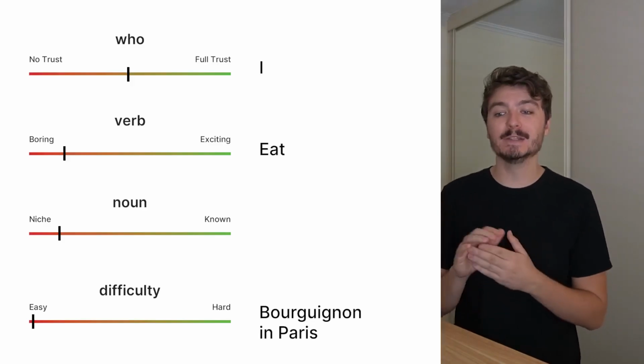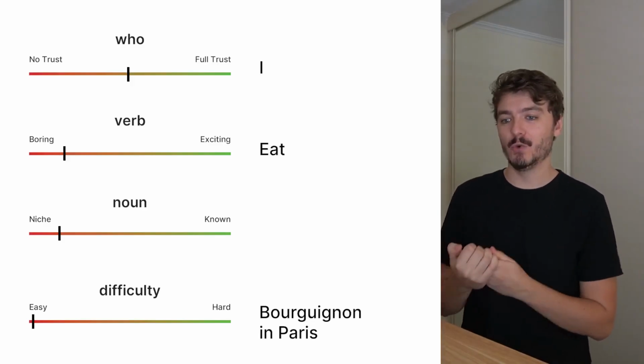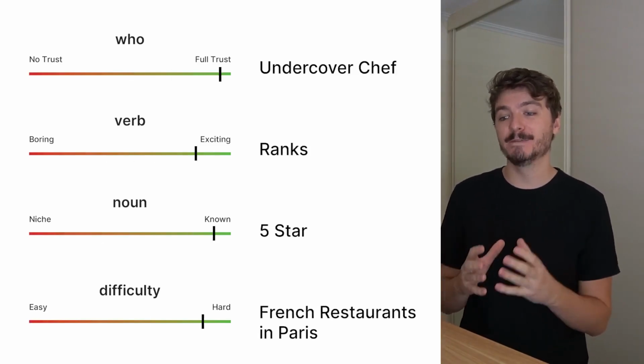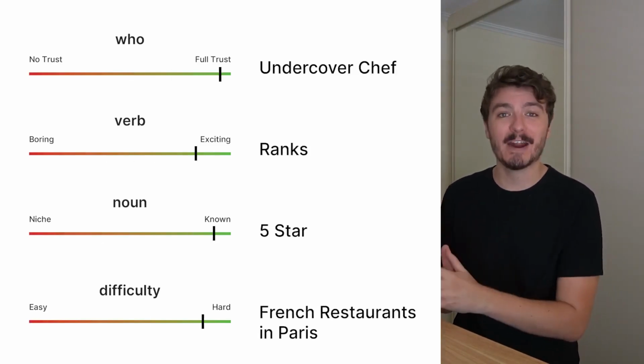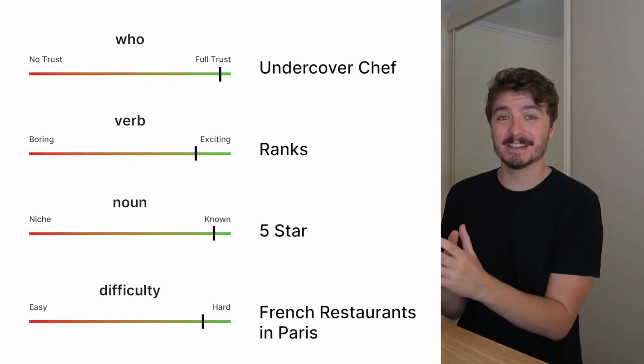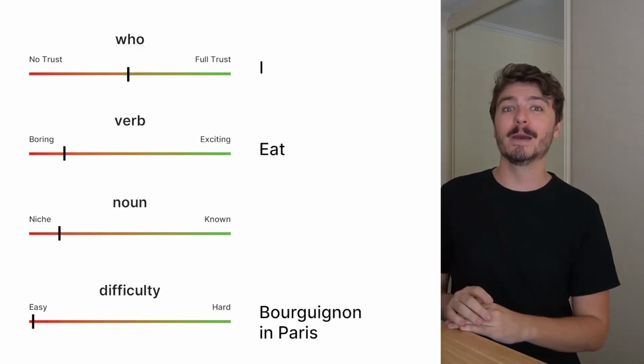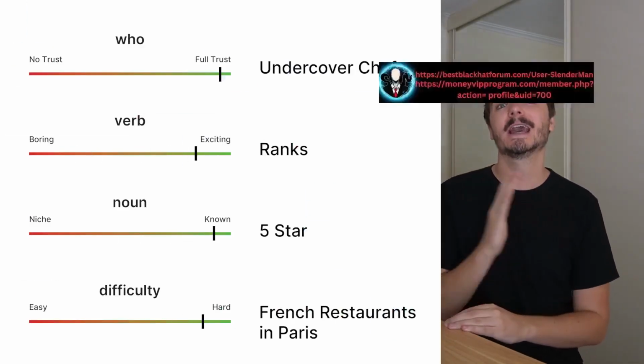And now if we combine all of these, we went from I eat bourguignon in Paris to undercover chef ranks 5-star French restaurants in Paris. A much, much better title. Again, it's the same premise. It's the exact same video. You're going to restaurants to eat bourguignon, but this time we're just phrasing it to sound way, way better. We're looking at these 4 requirements here and just tweaking them to get more views.